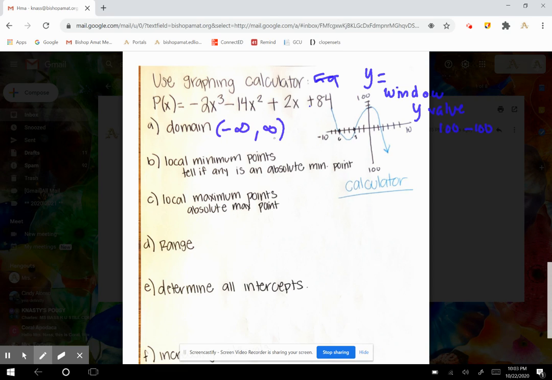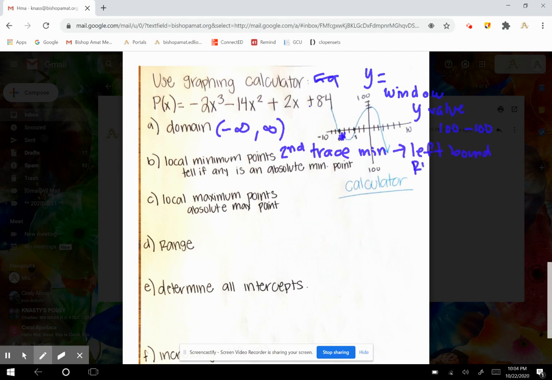Okay. Local minimum points. All right. So how are we going to find the minimum points? Well, you're going to go to second trace, and in second trace, you'll see minimum. You're going to hit enter on that. It's going to say left bound. You want to make sure your point is on the left side of your minimum. So if we look at our graph here, it would be on this side of your minimum value. And then you'd hit enter.